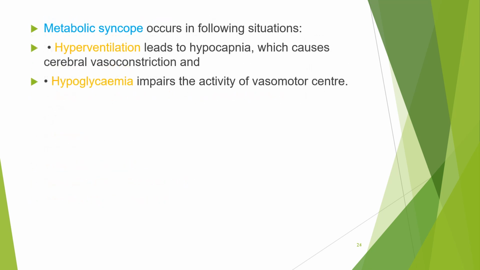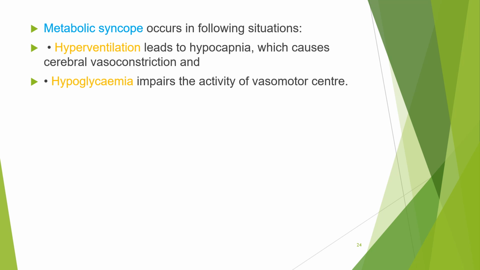And coming to metabolic syncope. Metabolic syncope occurs in situations like hyperventilation. So if you hyperventilate, what happens? The carbon dioxide levels in the body get washed out, leading to hypocapnia. It results in vasoconstriction. So it leads to decrease in the cerebral blood flow, causing syncope.